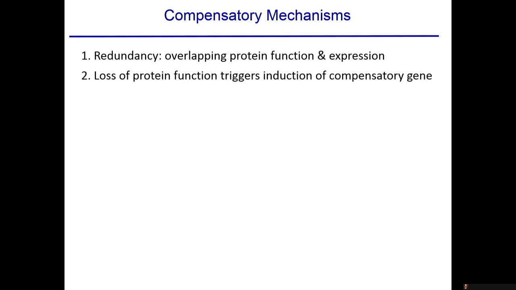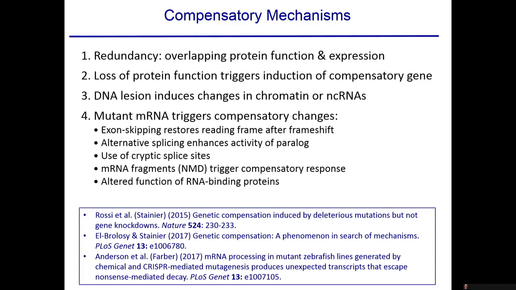Redundancy with other proteins in the genome is something that's already well known. More interesting is the possibility that lesions in the DNA caused by targeted mutation could introduce changes in chromatin structure or in non-coding RNA expression that might lead to compensatory responses, and there's a little bit of evidence for this. Even more intriguing is the idea that the mutant mRNA itself can trigger compensatory responses, and there are now several examples of where this has occurred.